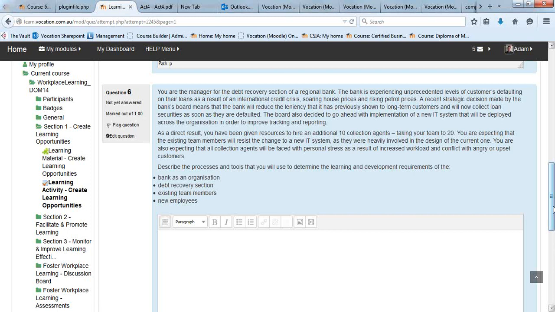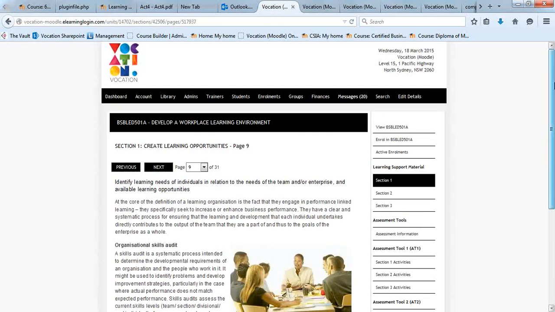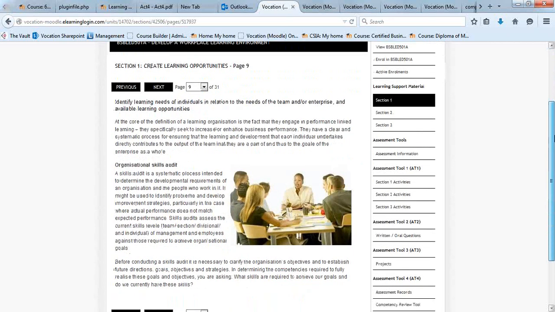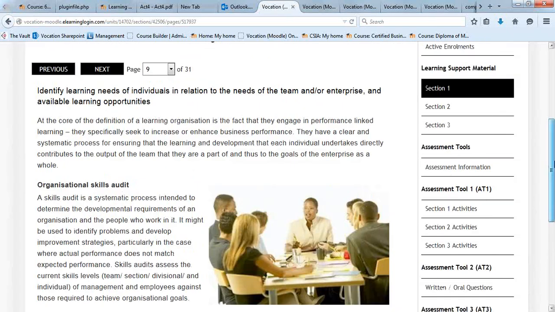Sounds good to me. I guess that very first stage is to be able to conduct what's called an organisational skills audit. Now, an organisational skills audit, or a skills audit in general, generally will tell you what needs there are that the whole bank needs. So what are the skills of the organisation that all of these people in the bank need?